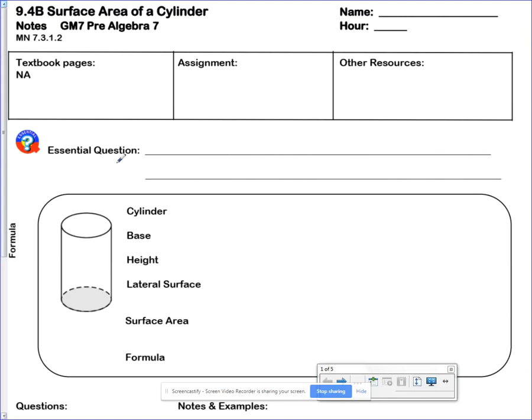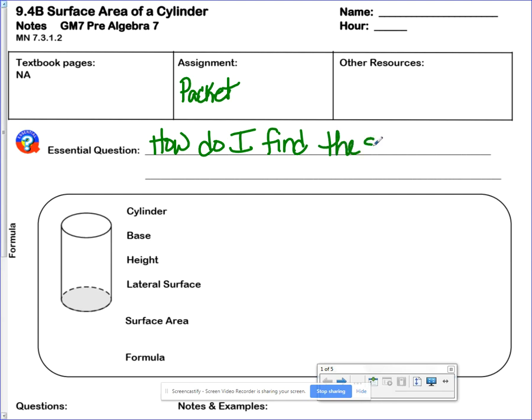All right, we are tackling some information or a section that is not in your textbook, so we're going to rely completely on your packet materials and your notes. Turn to 9.4b where it says surface area of cylinder. Our essential question will be, how do I find, or in other words, calculate the surface area of a cylinder?